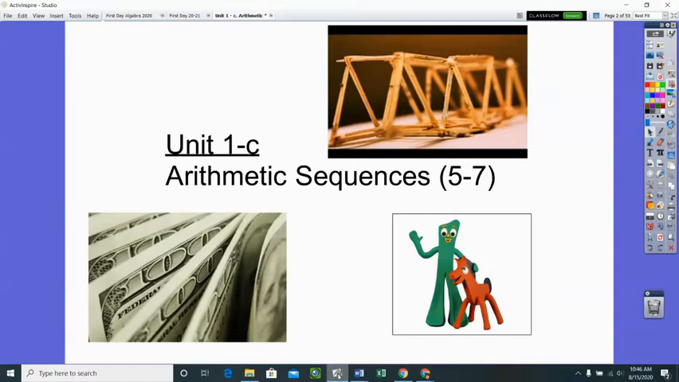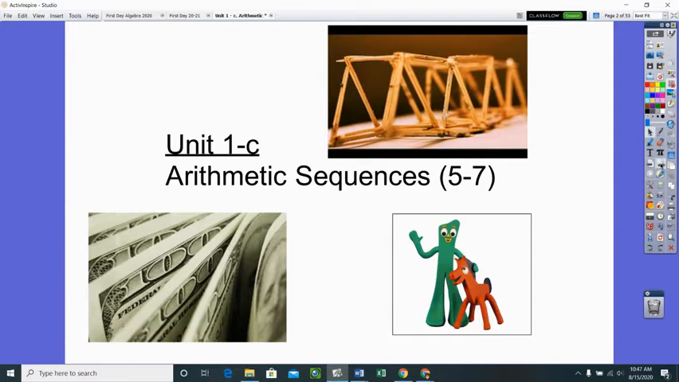Today we're going to be talking about arithmetic sequences. This is going to be Unit 1C, Arithmetic Sequences. It'll be in Chapter 5 of the textbook, Section 7. That is our topic for today with your notes page, Arithmetic Sequences. And again, this is where it's in the book.